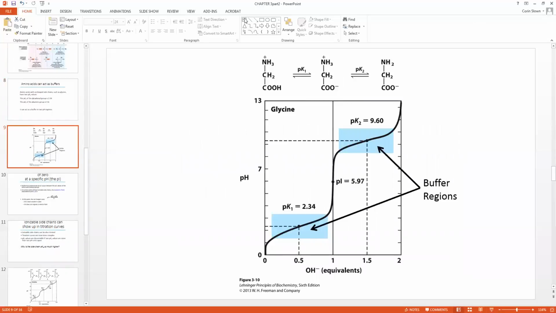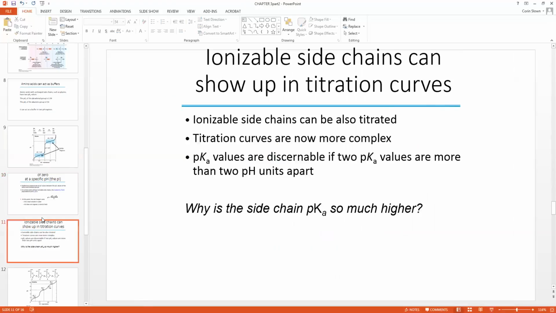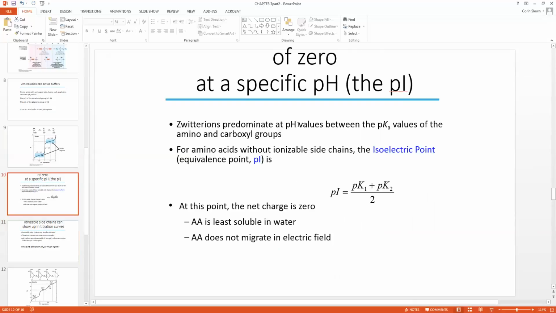So if we go back here to glycine, right, there is a proton that can easily be removed here, as well as a proton that can easily be removed here. Notice where the slope of the line diminishes. This is our buffer region. And so what we're looking for is what's going to be the behavior of our molecule. So if we take a look here, we know that Zwitter ions are the predominant at pH values between our pKa values of the amino and the carboxyl groups.